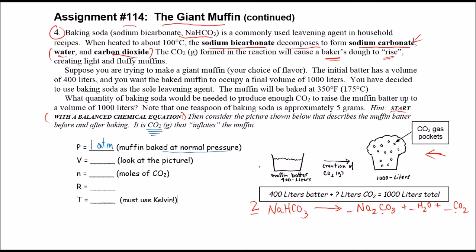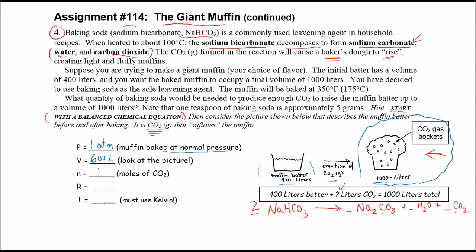Here's the picture. Start with a muffin batter, 400 liters. That's kind of liquid. Then you make some gas, and suddenly it's this big, huge muffin here. 1,000 liters of muffin. Most of that's gas, CO2 gas. So it's really the difference between the 1,000 liters and the 400 liters that is the CO2. I'm writing that as 600 liters.